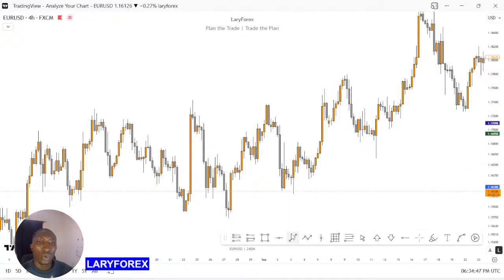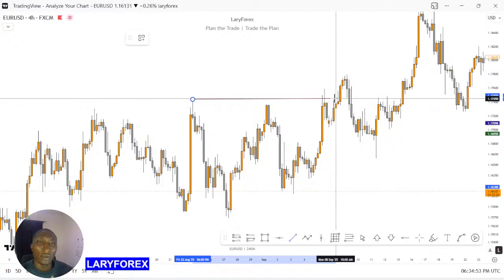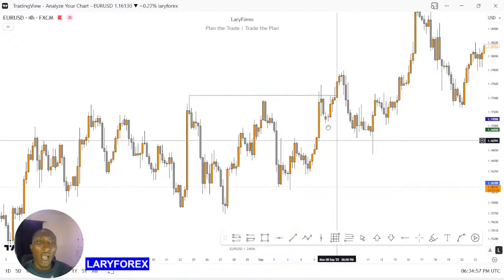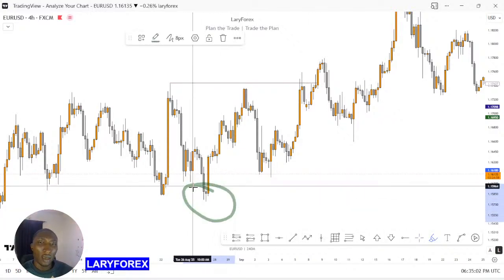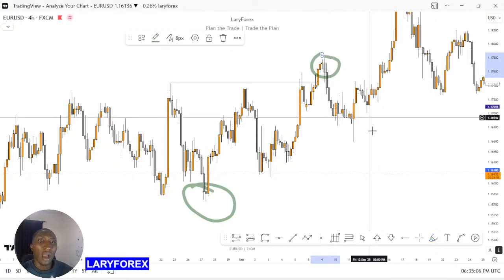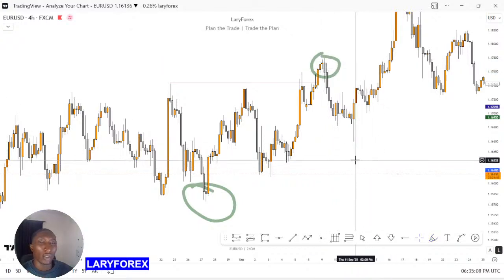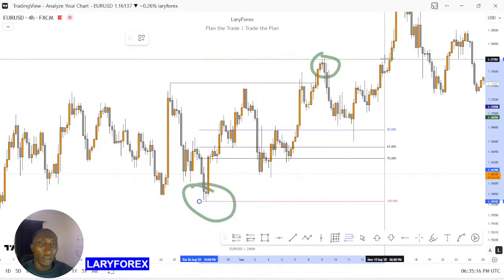All right, so here, after the break of structure at this level, we now have our swing point A here, and our swing point B here. Are you following? After identifying our swing point A and swing point B, what do we do? We use our Fibonacci tool to mark from swing point A to swing point B.